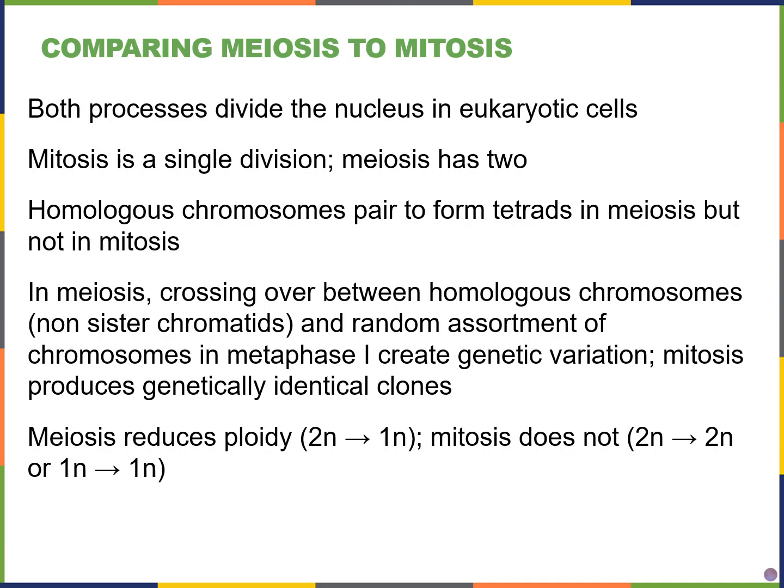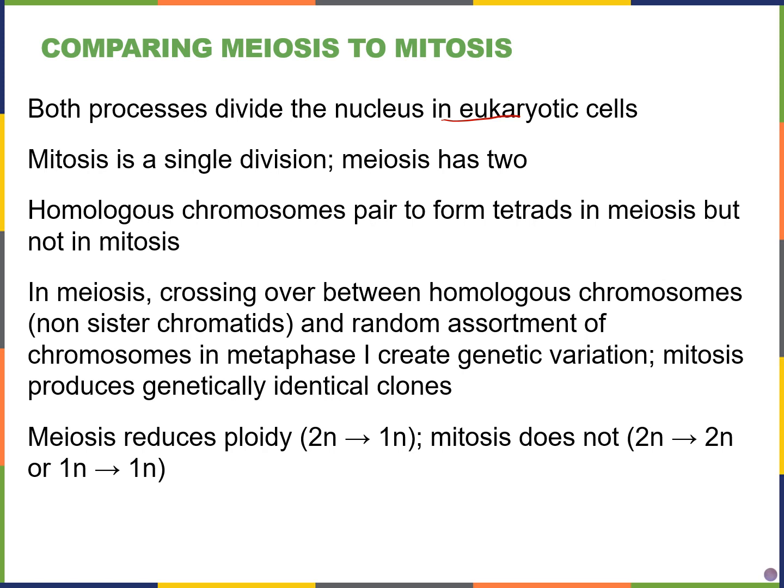Although mitosis was on a previous exam, I do want you to remember the components so that we can compare and contrast meiosis and mitosis. So let's look at the two. Both of them divide the nucleus in eukaryotic cells. Remember, prokaryotes don't have a nucleus. They go through binary fission usually when they're dividing the cell.